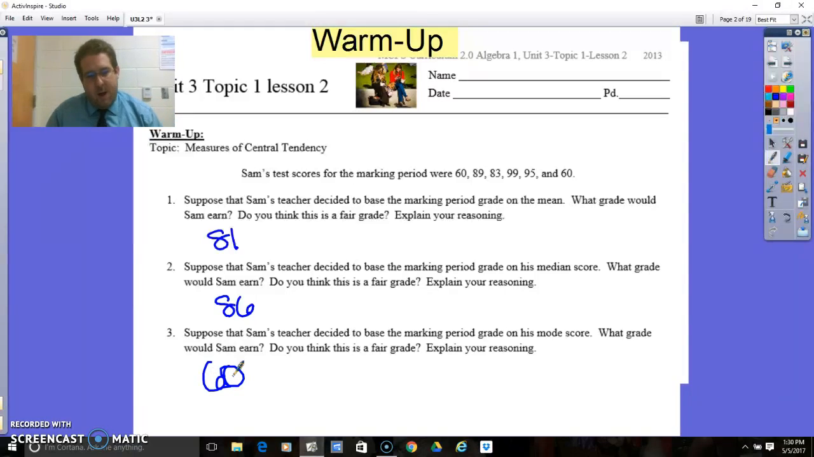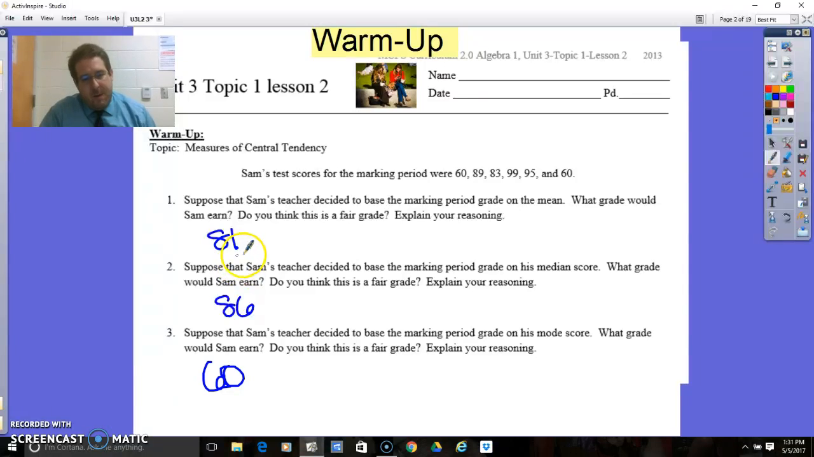Now, the point of this warm-up, why I think it's such a great warm-up, is because it gets you to understand that mean, median, mode can sometimes be better depending upon what the data looks like. In this case, clearly, the mode is a terrible answer. That is not a good way of finding the best measure of central tendency. All right, so clearly you can tell in this set of data that the mode was no good because that's the lowest number. That's not a fair grade to give Sam, because if you give him a 60, I mean, you got all these other scores that are above 60, and that's not fair.